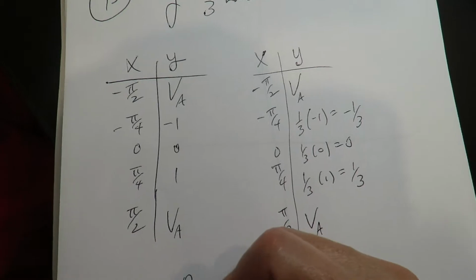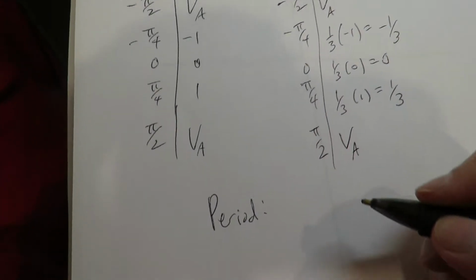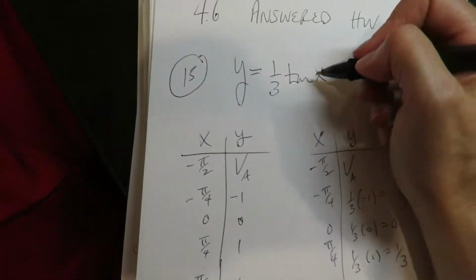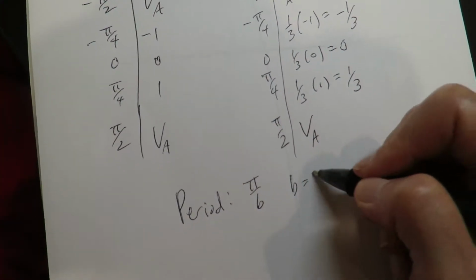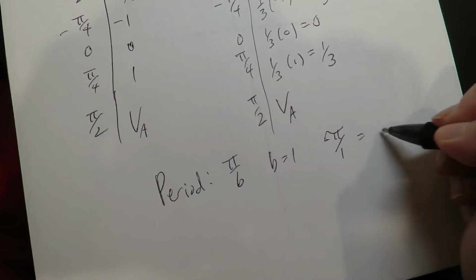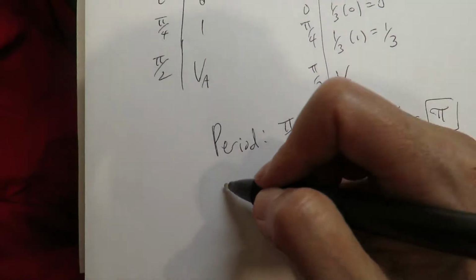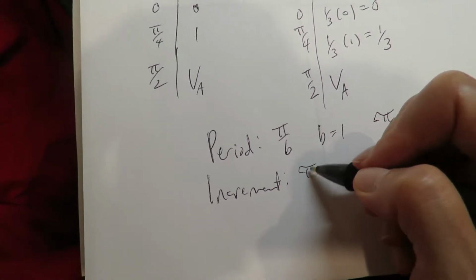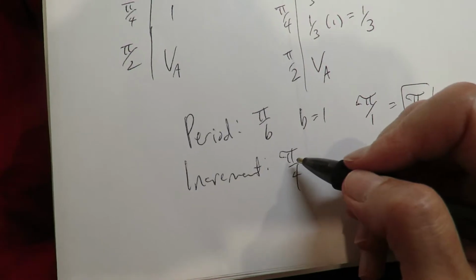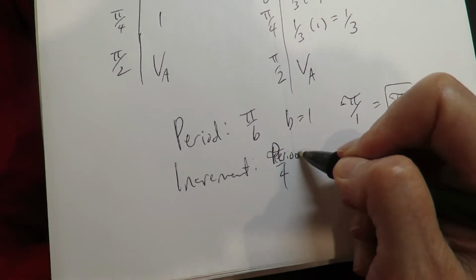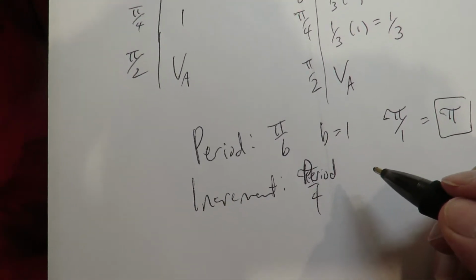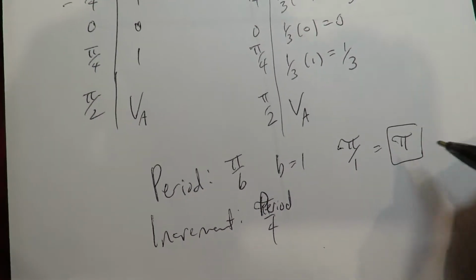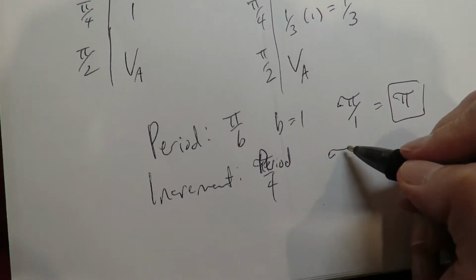Now the period formula for the tangent is pi over b. B in this case is still 1. There's nothing here, so b is a 1. So if you just want to see this in detail, this is pi over 1 or pi. So that's the period. The increment formula for tangent, or for all the functions, is period over 4, but the period here is pi, so it's pi over 4.